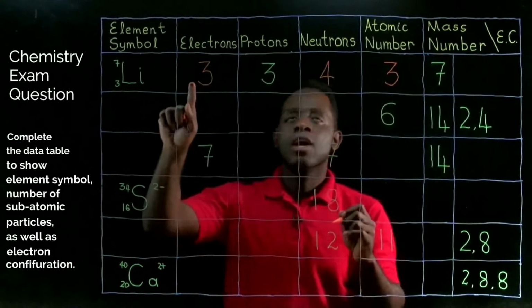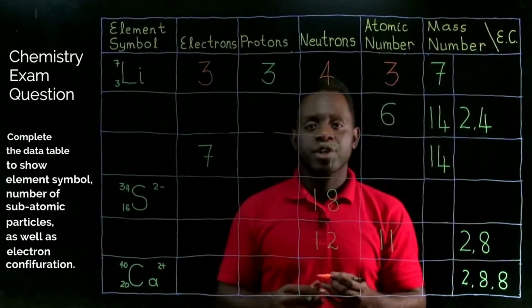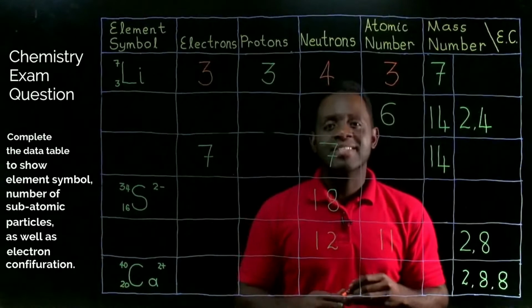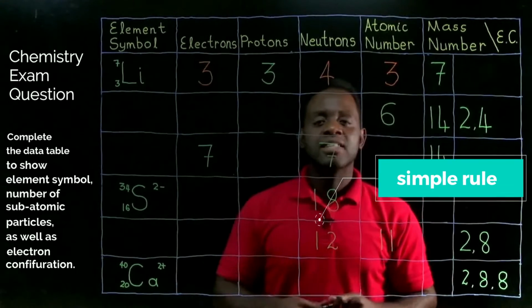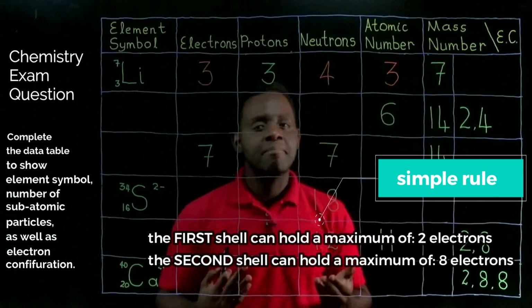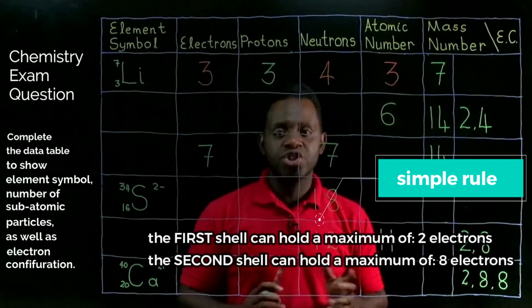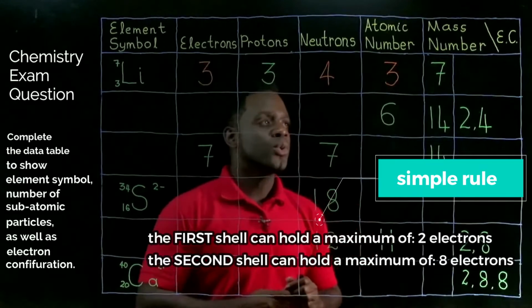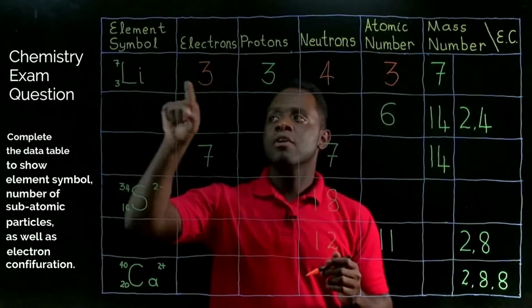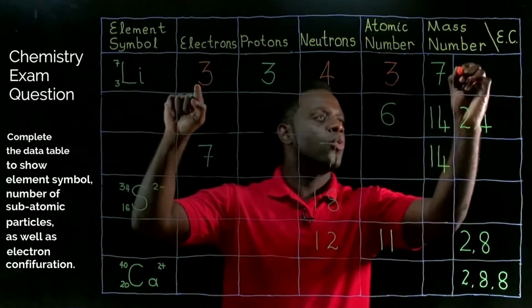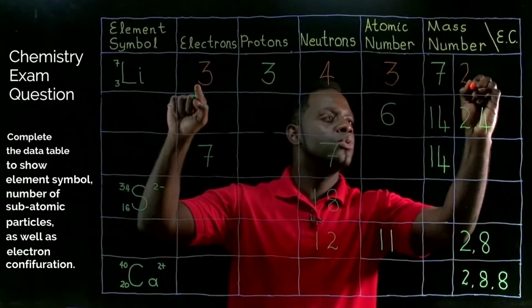And lastly, for the electron configuration, we need to remember a simple rule that the first shell can hold a maximum of 2 electrons and the second and third shells 8. So the electron configuration of lithium with 3 electrons will be 2, 1.